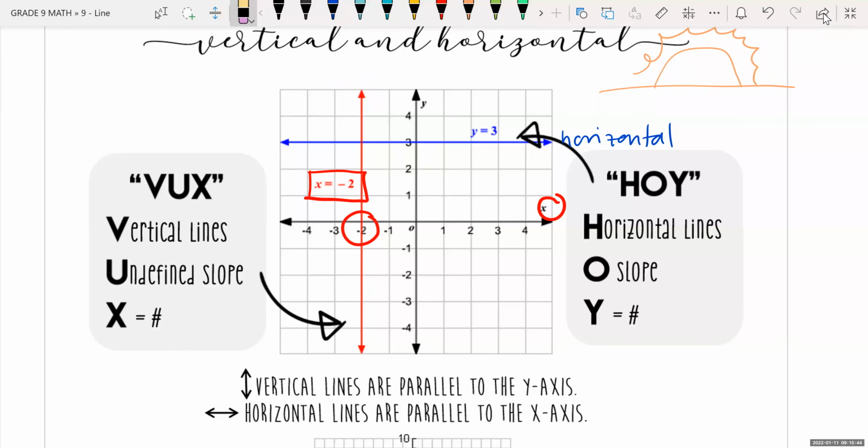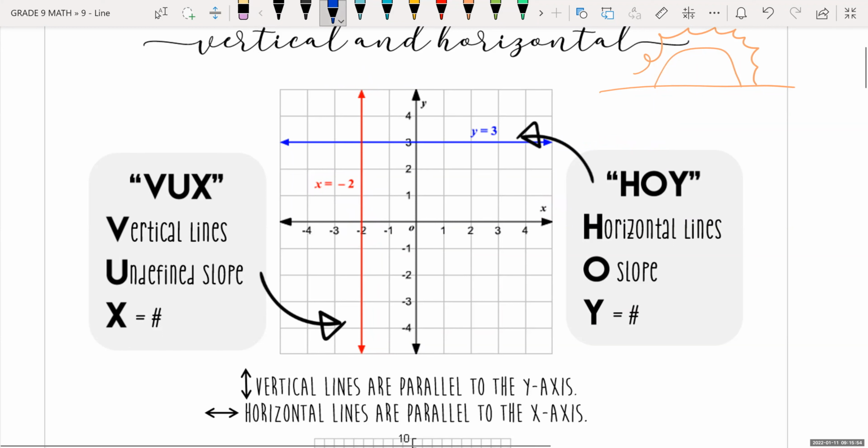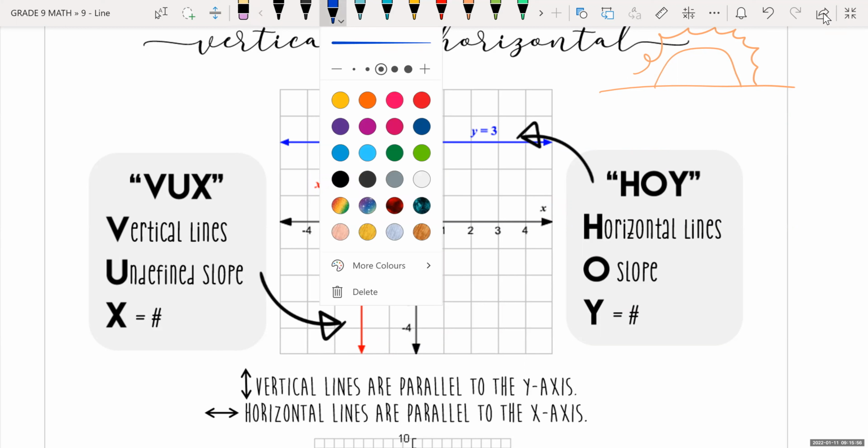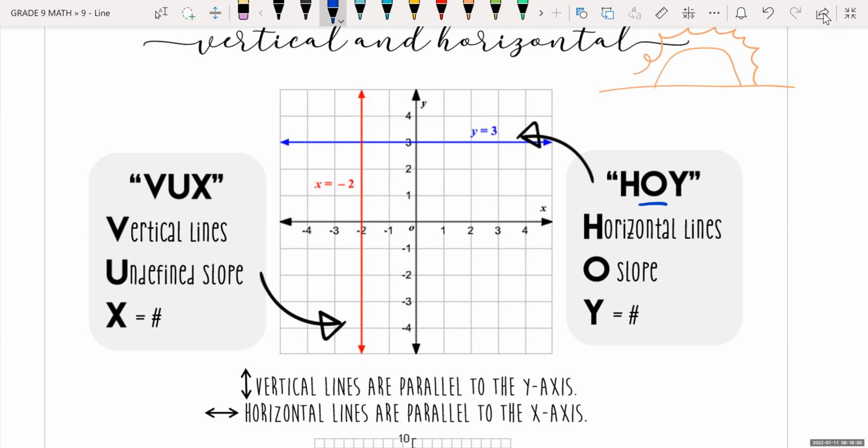All right, and like always, we're going to do a bunch of practice questions that are going to help us understand this concept. Now let's go over to HOY. H is for horizontal lines. We know horizontal lines have a 0 slope. So this is actually not the letter O, it's actually the number 0. It tells me it's a 0 slope.